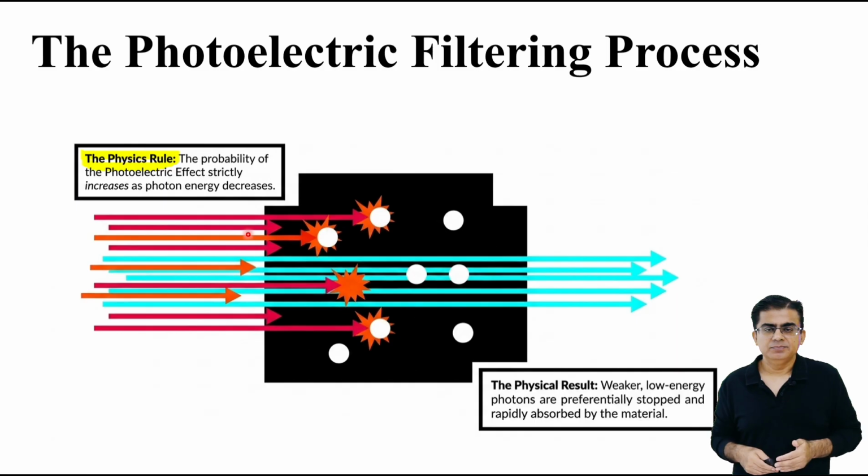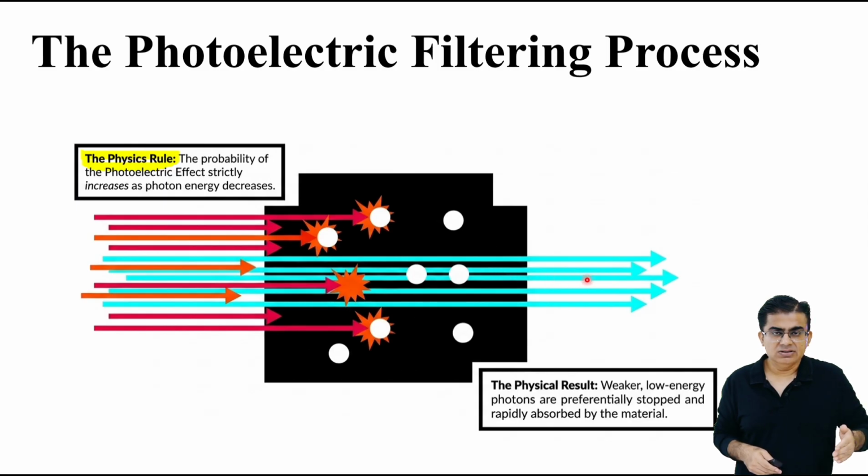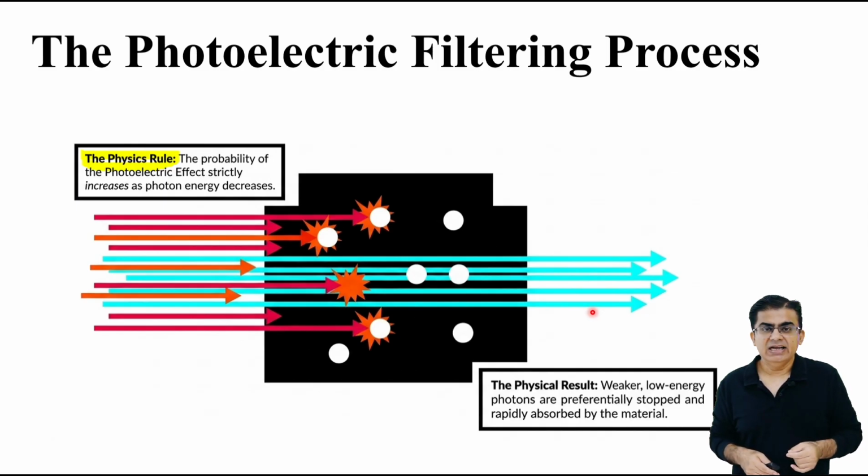Now see the blue arrows. These blue arrows represent our strong high energy photons. Because their energy is so high, the photoelectric effect cannot easily catch them. Therefore, they successfully penetrate the block and travel straight out the other side. This simple image shows exactly how a physical filter works in our daily clinic. It literally eats up the useless weak radiation while allowing the useful strong radiation to safely pass.